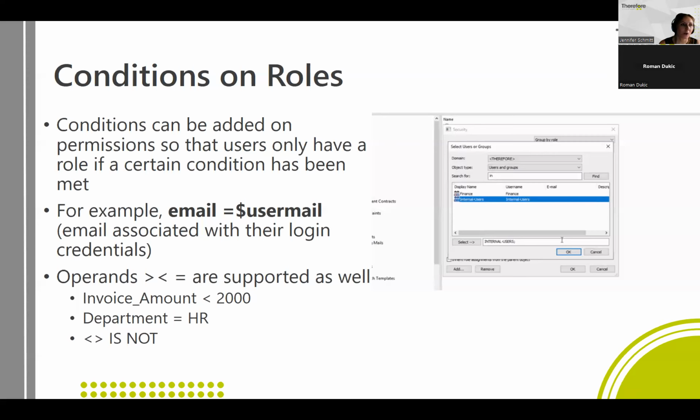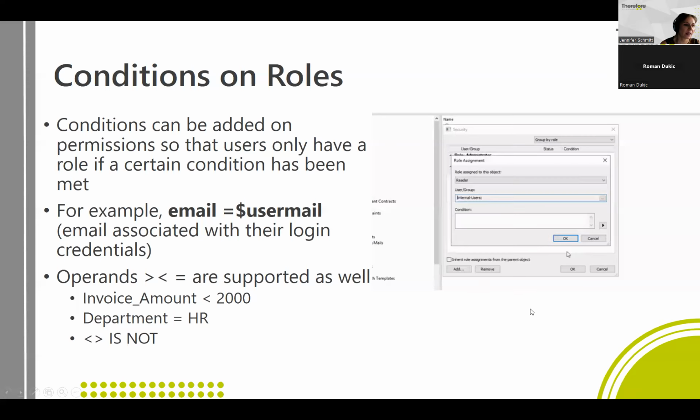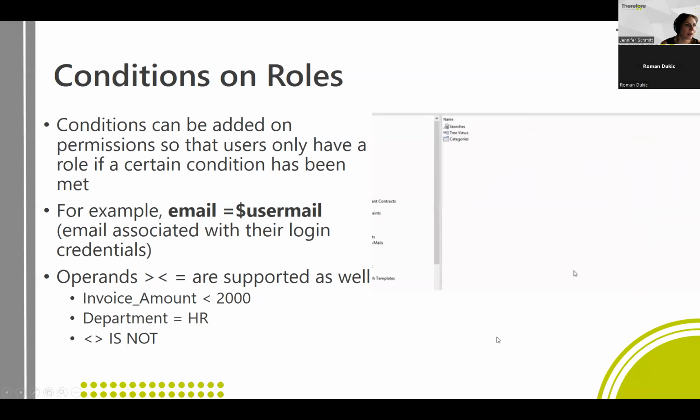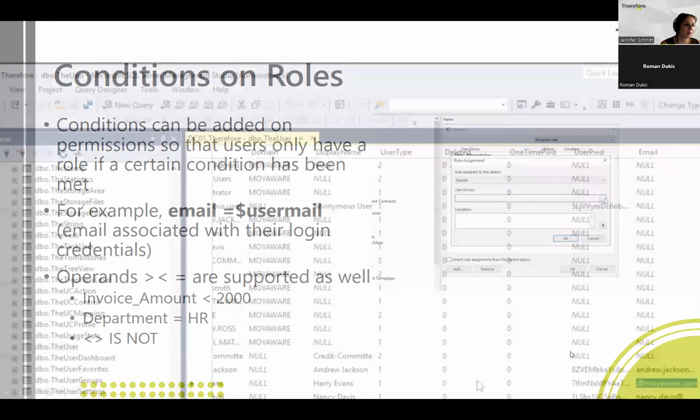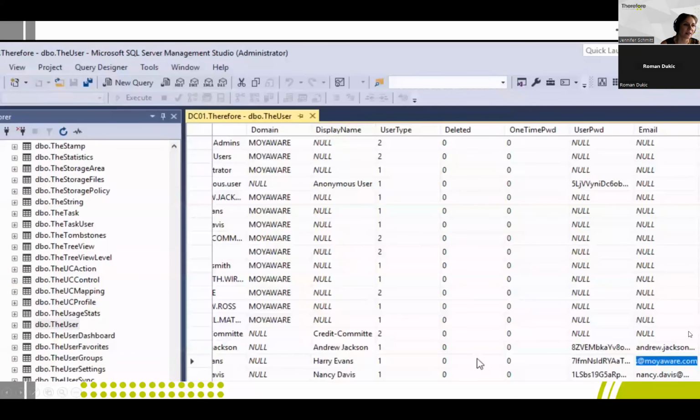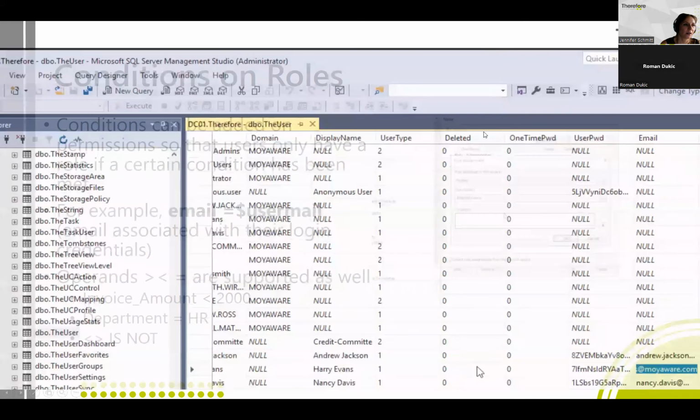All right, so going back to our presentation here, this was showing exactly how you can create custom permissions so that users only have permissions to see their own documents. And what we had done here is we had said they have the role only if the user email address is the same as the email address used to log into the Therefore system. And the reason why this is a very secure way to create that kind of permission is because we're actually using the email address that's in the SQL database.